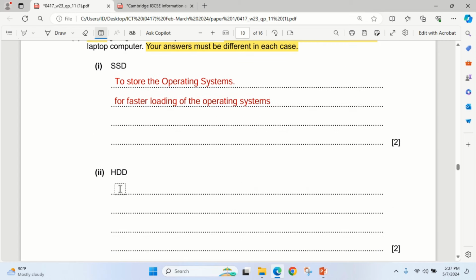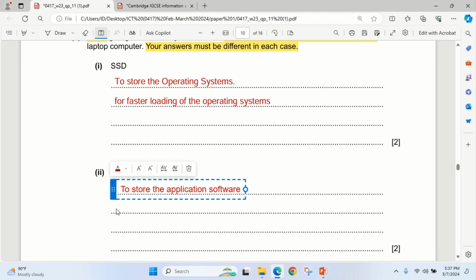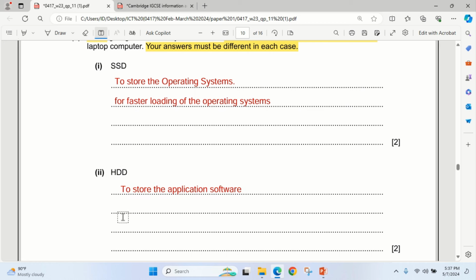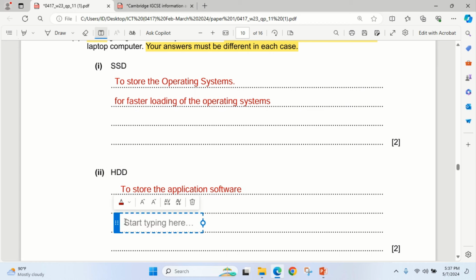And for the HDD, it might be better to store the application software. Okay, the application software, and the reason will be that it can store more files because of the large capacity. The HDD can store more files because of the large capacity. Okay, or it can store more files or larger files. So in this case you would have earned the 2 marks.